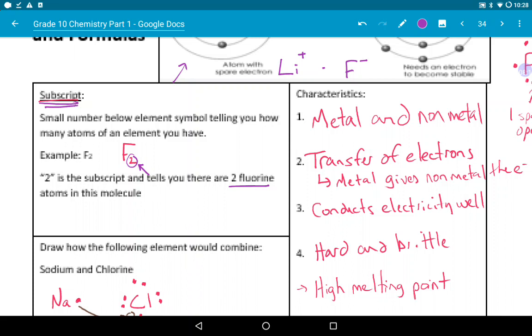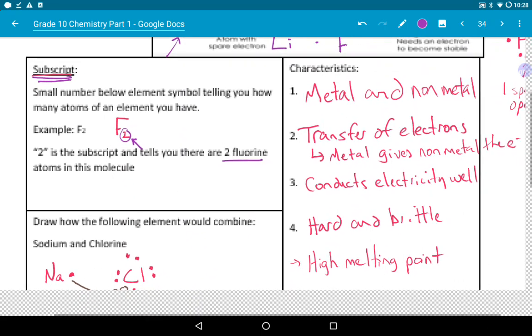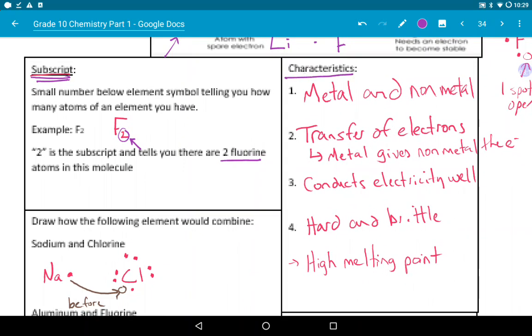So let's look at a few characteristics of ionic compounds. It always forms between a metal and a nonmetal. It involves the transfer of electrons, and the metal gives the nonmetal the electrons. Some other properties: it conducts electricity well, it's hard and brittle, and it has a high melting point. The key thing to understand is they form between metals and nonmetals, and there's a transfer of electrons.